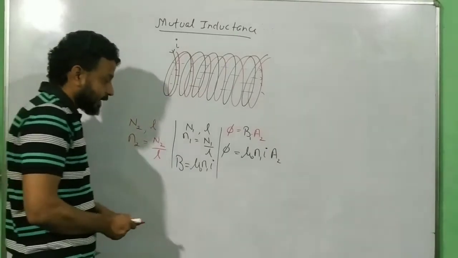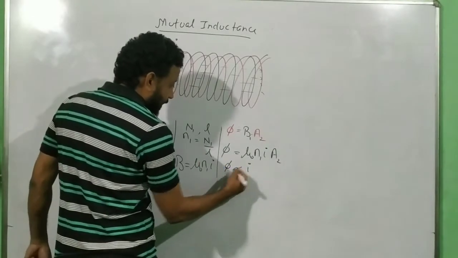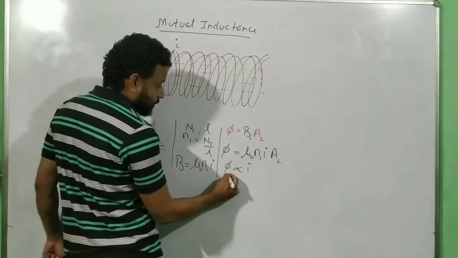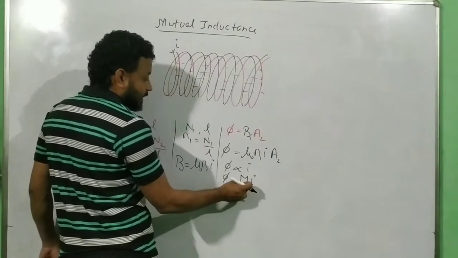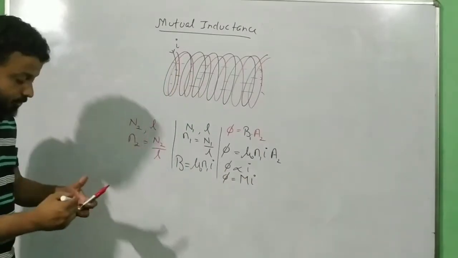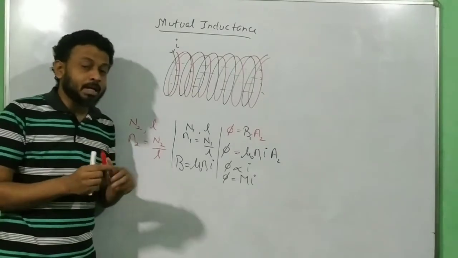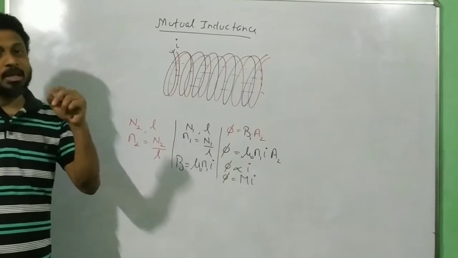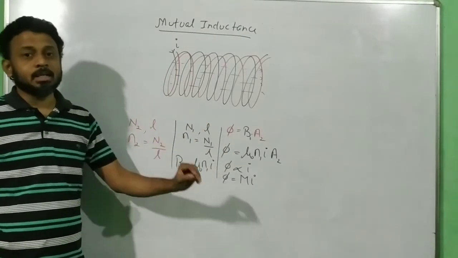Now let us define. Just take a note over here. Phi is proportional to I. In order to remove the proportionality sign, we introduce a term called M, capital M times I. So what is M? M is called the coefficient of mutual inductance, or just mutual inductance. Similarly, L is called the coefficient of self-induction, or just self-inductance.